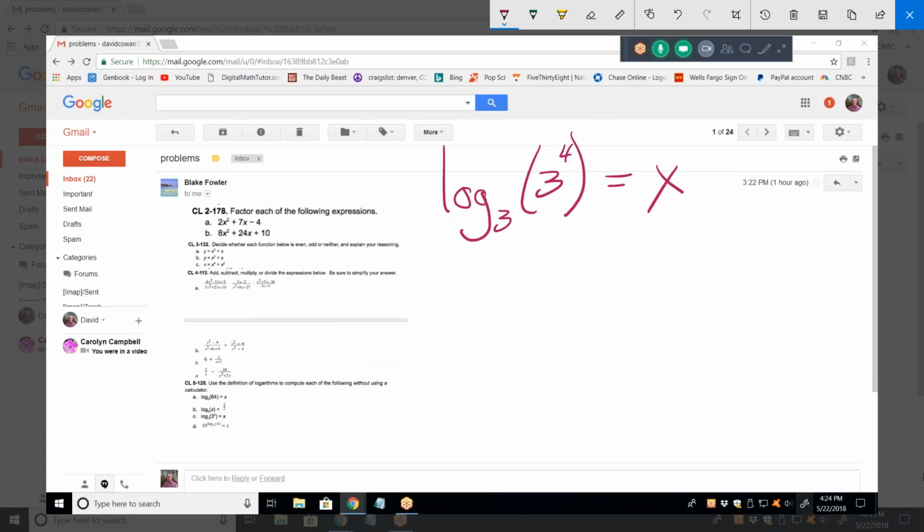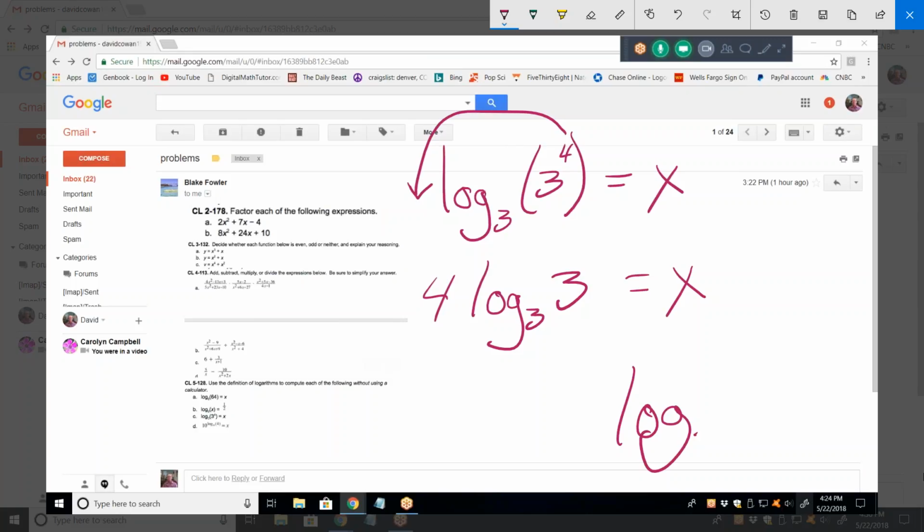Bring it right down and put it in front of the log expression. In other words, it allows me to take my exponent of the argument and make it like that. That's the same thing on the left. Now, that helps a lot because what is the log base 3 of 3? Just 3. If I said to you, what is log base 3? Solve that equation, what would you do?